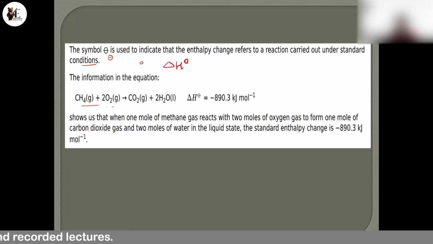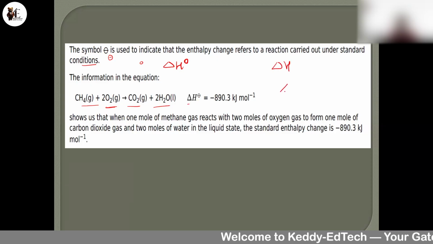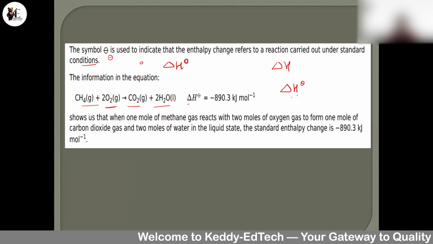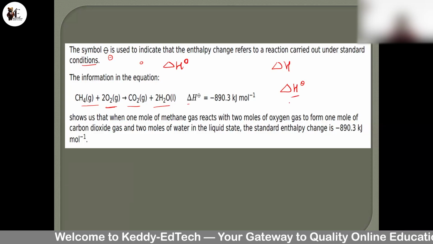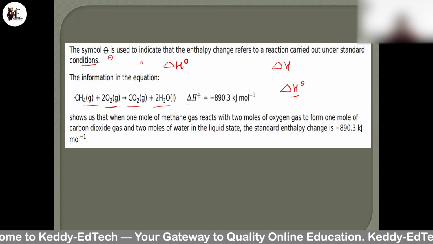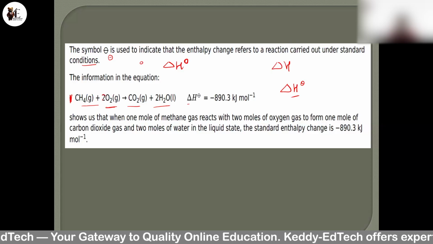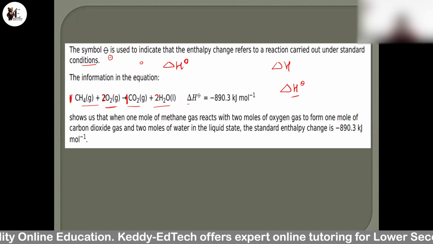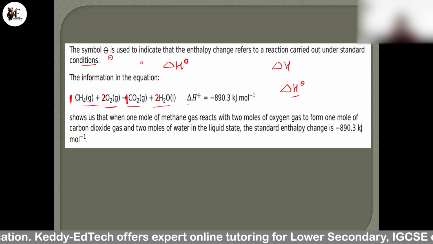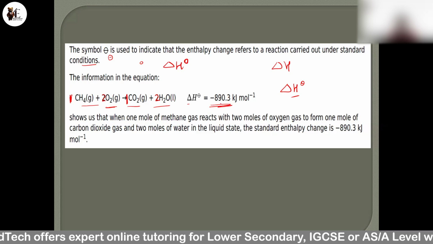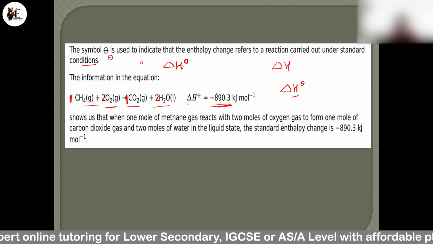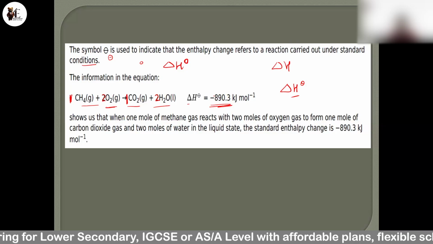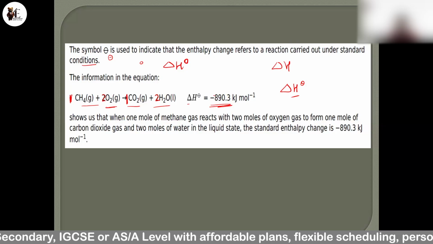This reaction is methane burning, the combustion of methane to produce carbon dioxide and water. The symbol delta H means enthalpy change, but delta H naught means enthalpy change under standard conditions. This reaction states that when 1 mole of methane reacts with 2 moles of oxygen gas, it forms 1 mole of carbon dioxide and 2 moles of water. This is how we read a balanced chemical equation. Its standard enthalpy change is minus 890.3 kilojoules per mole, that means the enthalpy change measured at 101 kilopascal and 298 Kelvin.